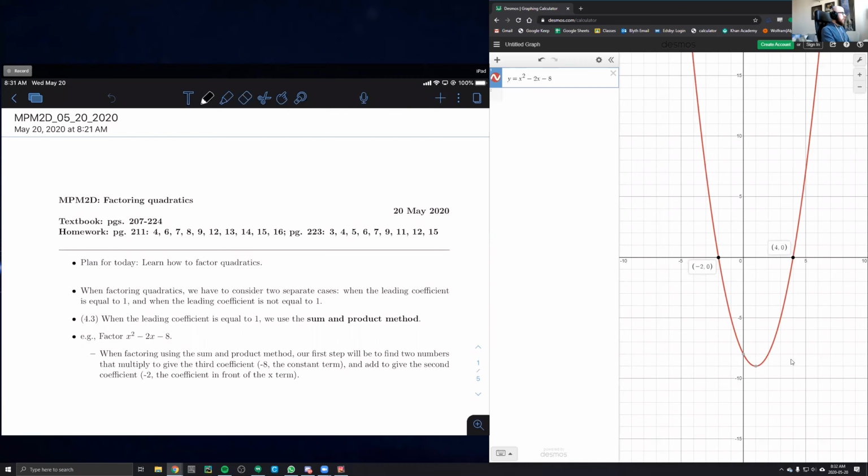Okay, so in the previous chapter, we went backwards, right? We used FOIL to get from factored form to standard form. But oftentimes factored form actually gives us a lot more information than standard form does. So it actually makes sense to work in factored form a lot of the time because it does help us out quite a lot. Okay, so today is going to be all about how to figure out where these x-intercepts are and how to factor in general.